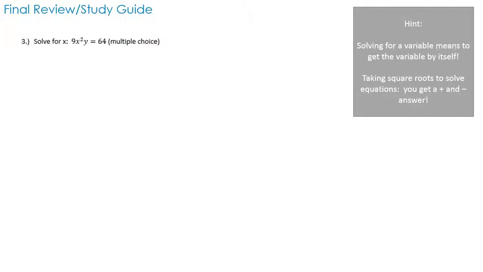For number 3, we want to solve for x, if we're given 9x squared times y is equal to 64. This is going to be a multiple choice question, and a couple hints over here. So when we're solving for a variable, that means we want to get the variable by itself. So our ultimate goal is to isolate the x. Since it's asking us to solve for x, we want to isolate the x.